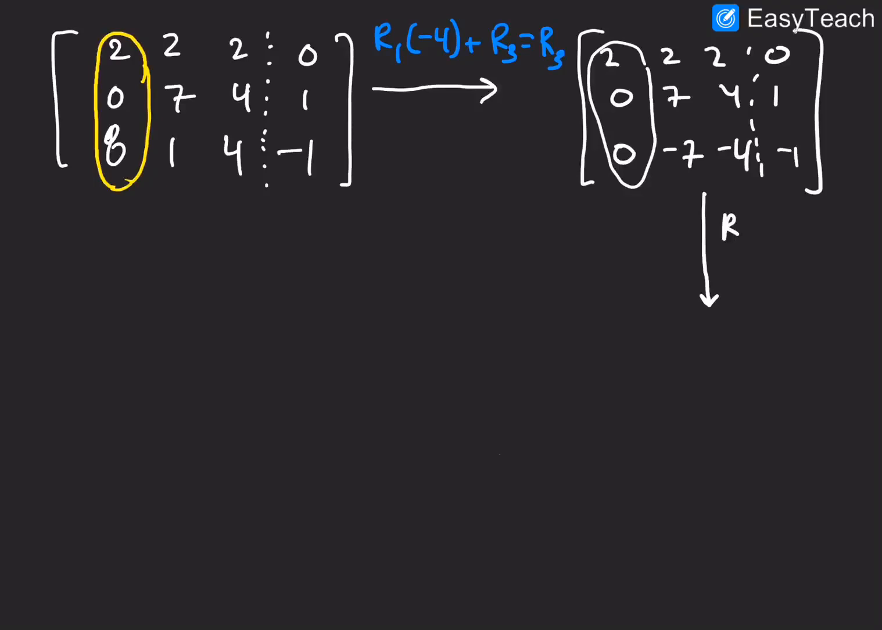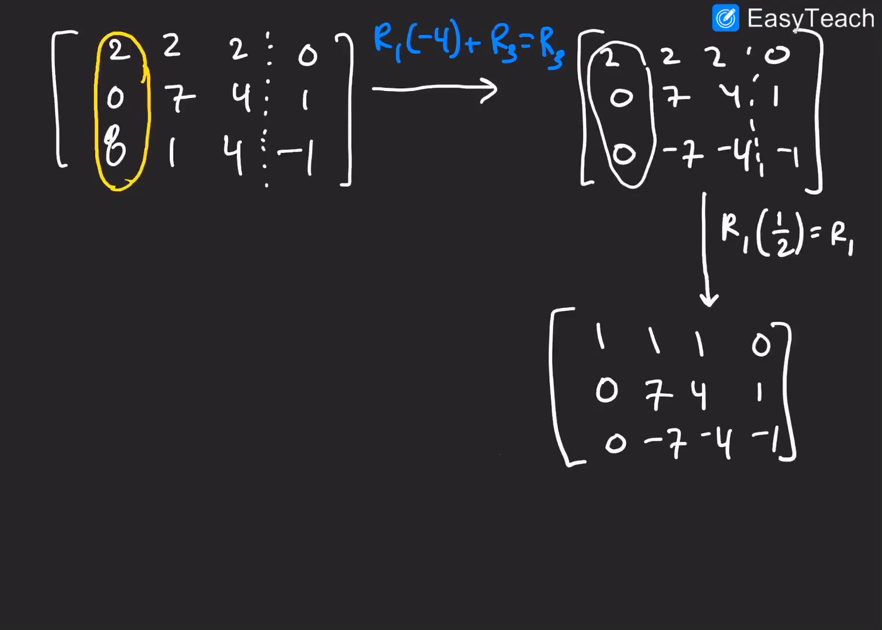What I'm going to do is I'm going to say row 1, and I'll multiply it by 1/2. And that's going to equal a new row 1, right? Because that's the only one I'm changing. So if I multiply row 1 by 1/2, that's going to get me 1, 1, 1, 0. And I didn't do anything to the other rows, so they're going to stay the same. 0, -7, -4, -1.